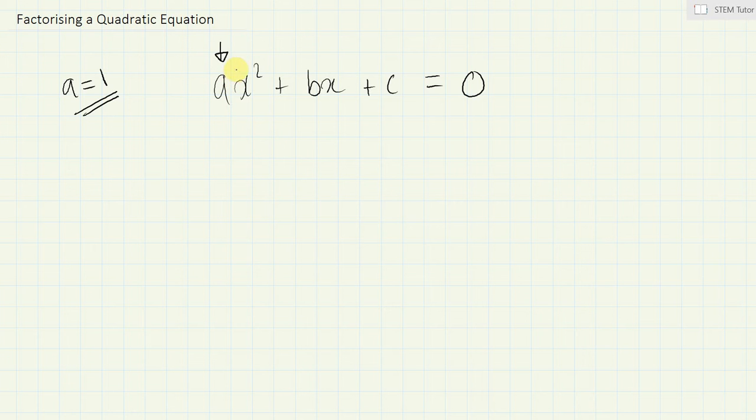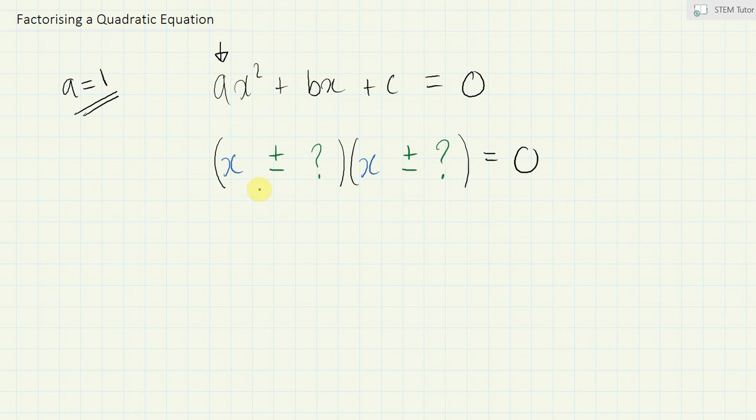When we factorise a quadratic, we want to put it in the form where we've got two brackets, still equaling 0. When a is 1, we can go straight ahead and write x at the start of both brackets. What we want to do is work out what number goes here, what number goes here, and the sign that goes in front of that number, i.e. plus or minus. So is it x plus the number or x minus the number? The same for both brackets.